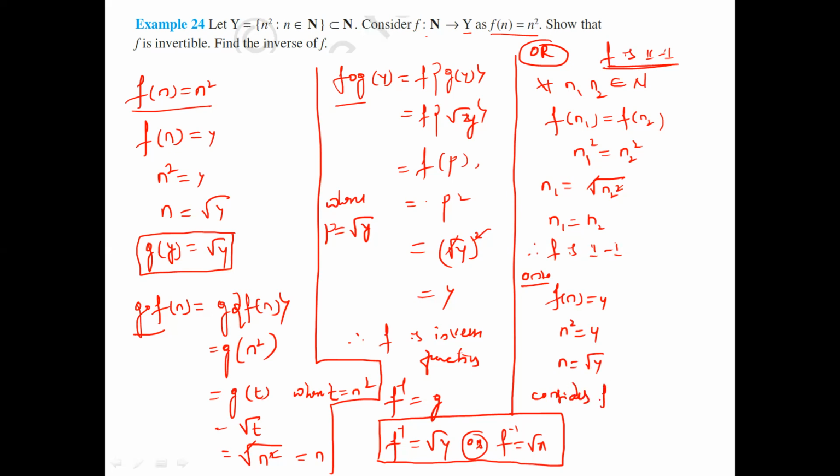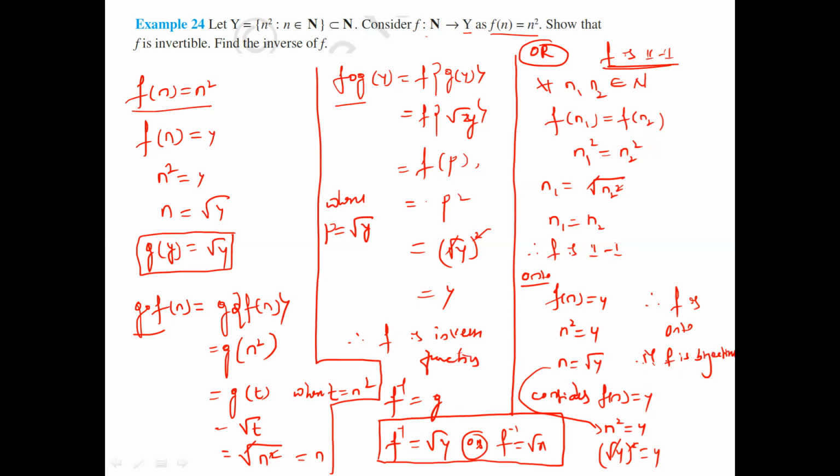So f of n equal to y. What is the f of n value? n square equal to y. What is the n value? Root y. You have to substitute here. Root y whole square equal to y. Here the square gets cancelled. The answer is y equal to y. Therefore, f is onto. Therefore, f is bijective.